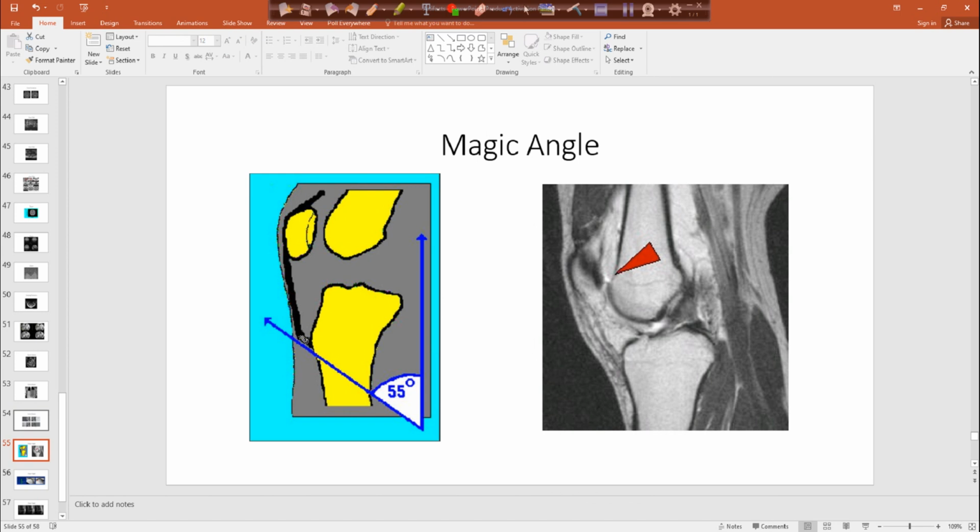Magic angle. They may call it the magic angle because if you're just that unfortunate and you get this artifact, you're just having a bad day. So it's an artifact that is caused. Let's see. Let's go to the chart.